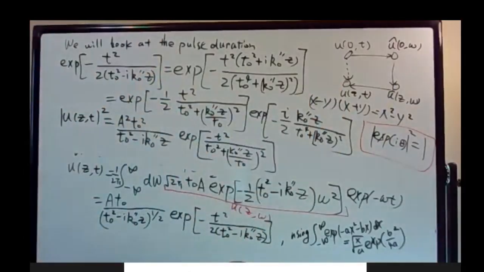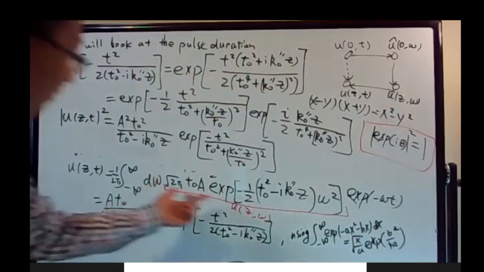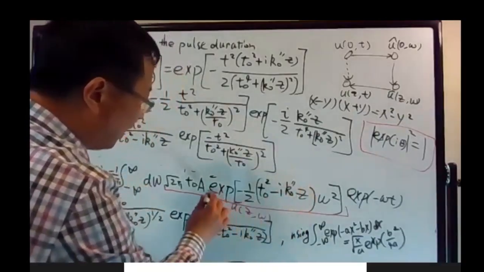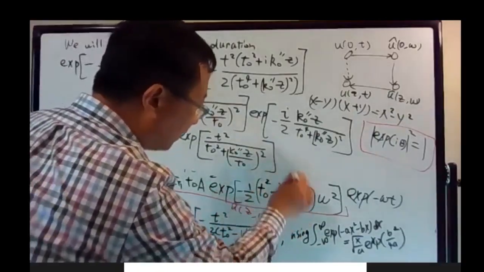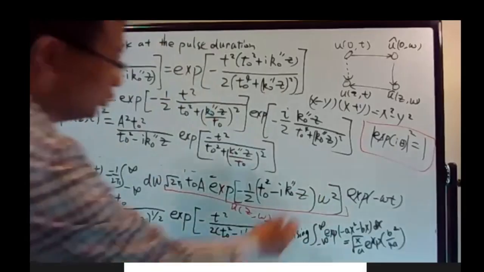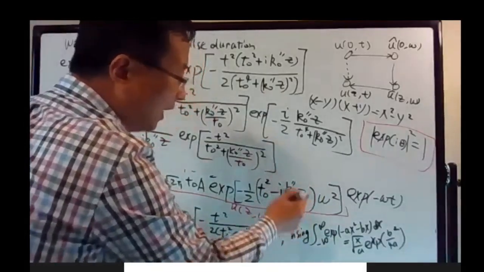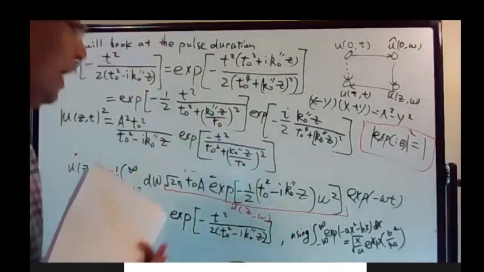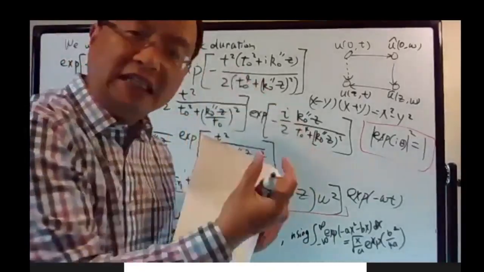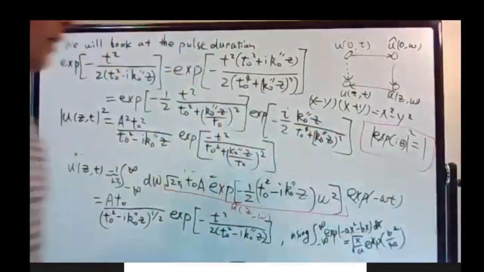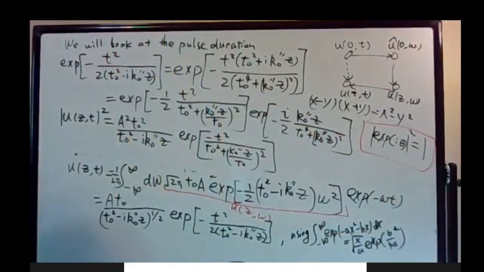If we further look into this U(z,ω), remember that this piece, exponential of i/2 k₀'' z ω², is the dispersion factor. It causes the phase delay, a different phase delay at different frequencies. That's why you get pulse broadening, okay?